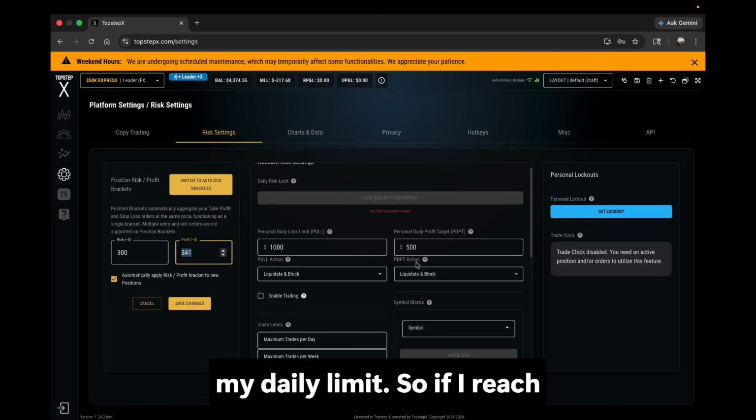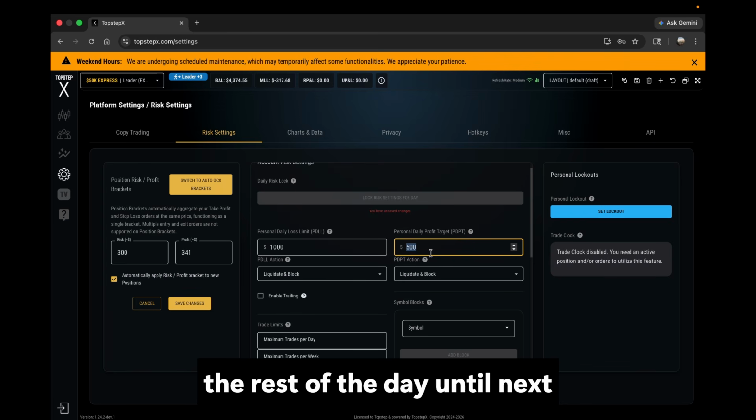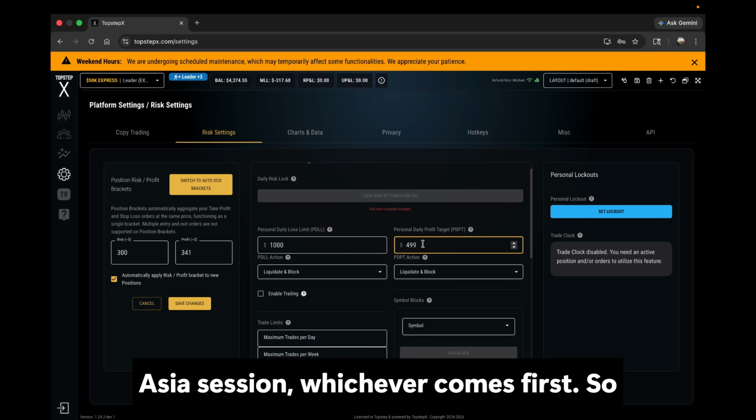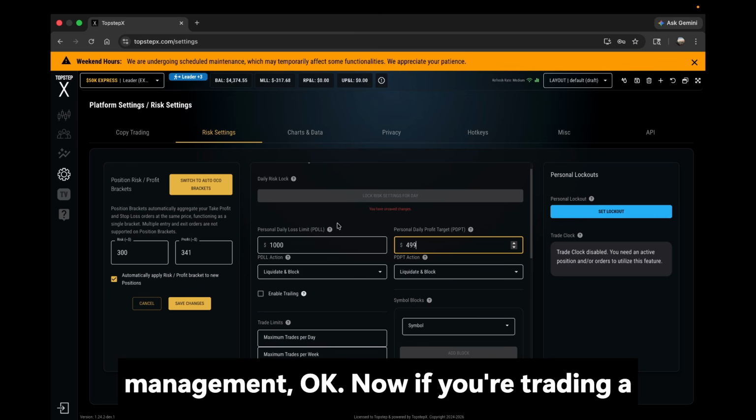And this is just my daily limit. So if I reach 500, it's going to block me for the rest of the day until the next Asia session, whichever comes first. So it's all about having great risk management, okay?